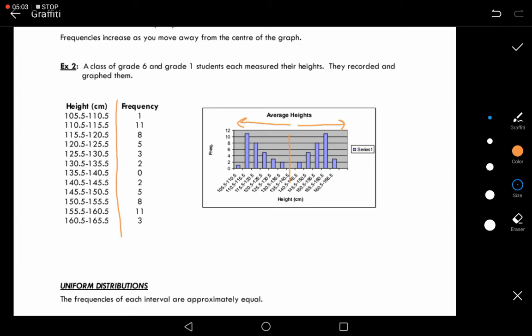Right, guys? Think about it. Obviously, the grade 1s are going to be shorter, and the grade 6s are going to be taller. That middle, where you'd be in the middle height, it's less likely because you're starting with grade 1 and grade 6. Maybe if you also put grade 3 in there, then those middle heights would become higher.